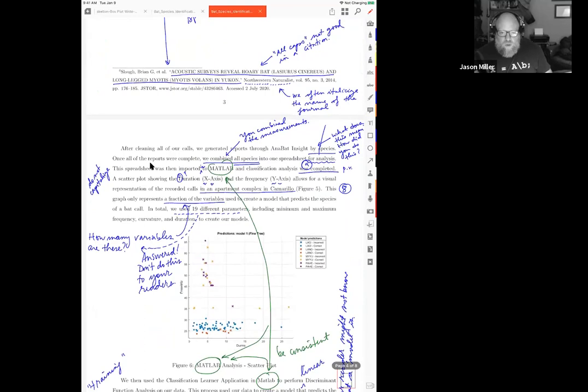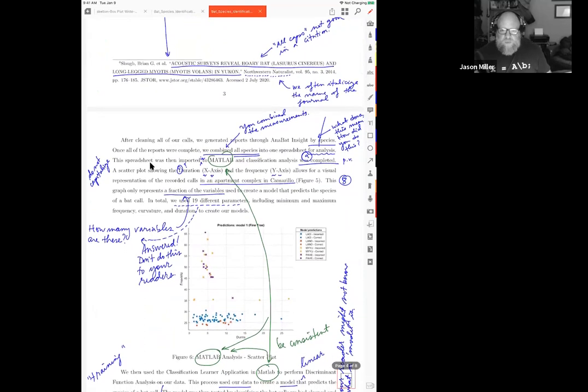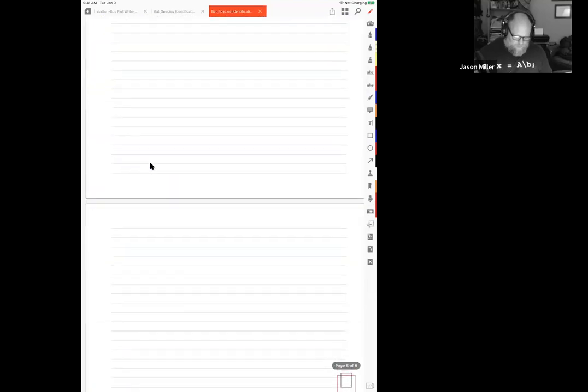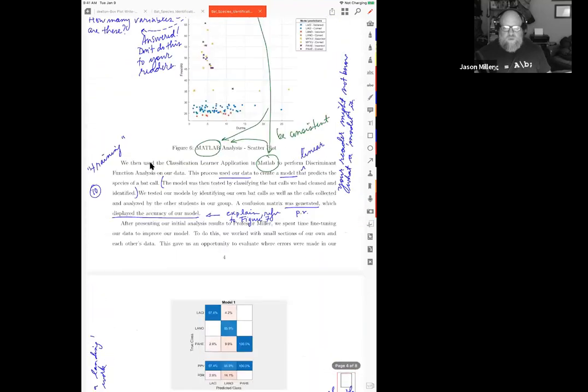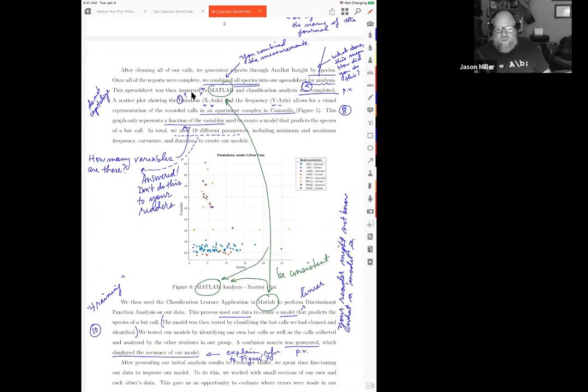So some small comments here. What was my comment number 9? Let's see what comment number 9 was. Oh, so comment number 9. Here it says the spreadsheet was then imported to MATLAB and classification analysis was completed. Oh, it's the previous here. Once all the reports were complete, we combined all species into one spreadsheet for analysis. So it felt to me like you were saying the analysis is happening in the spreadsheet, but in the next sentence you say, oh, MATLAB is where we're going to do the analysis. Again, some more passive voice happening here.